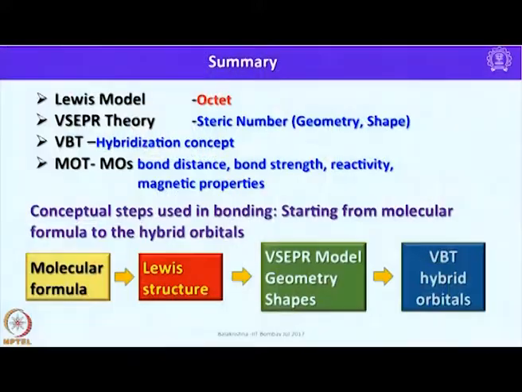The conceptual steps one can use in bonding can begin from the molecular formula. One should first write the molecular formula, then write the Lewis structure, and then use the VSEPR model to predict geometry and shape. Then go for valence bond theory using the hybridization concept, and eventually proceed to molecular orbital theory to know more about these molecules.